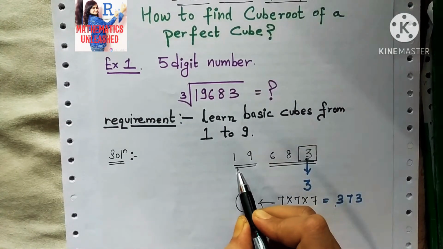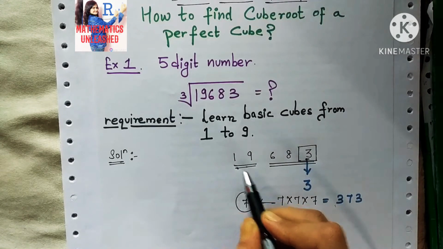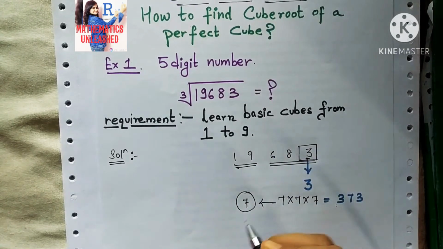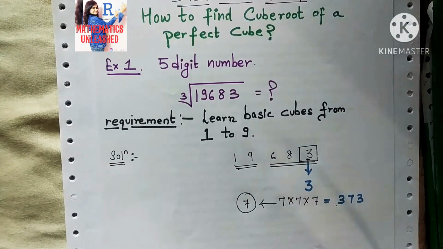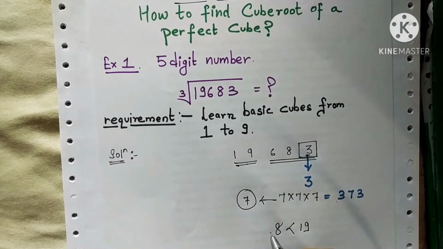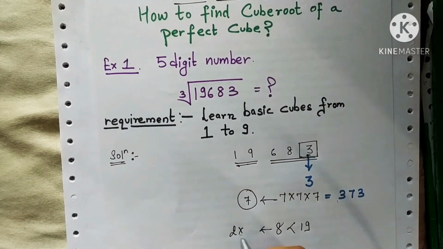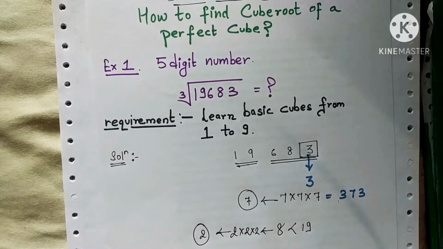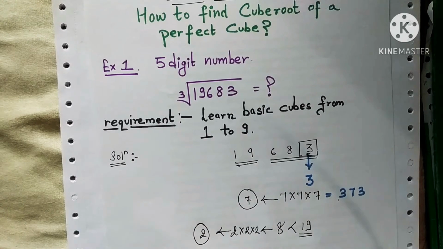Now we will take our first part, that is 19. We have divided the number into two parts and now we are going towards the first part. In the case of 19, you have to find a cube which is less than 19 but not more than 19. So 8 is such a cube, which is less than 19 and not more. 8 is the cube of 2. That means we get the number 2 for 19.